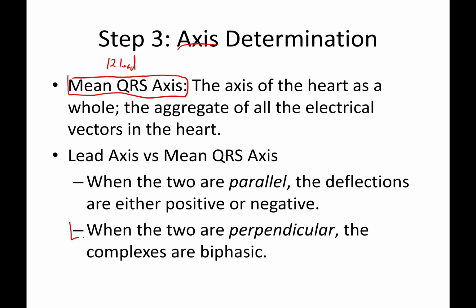This is what we really want to focus on, and it's this. The mean QRS is any one of those 12 leads. The lead axis is another item. So think of it this way. If you find the mean QRS, it is a fact that any lead that is perpendicular to the mean QRS will have a biphasic QRS.